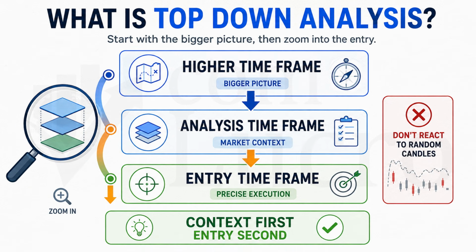Now, let's begin with the foundation. What is top-down analysis? Top-down analysis is the process of studying price action across different time frames, starting from the higher time frames and gradually moving into the lower ones. This method helps traders understand the broader market context first, and only after that, zoom in to search for more precise and higher probability trade setups.